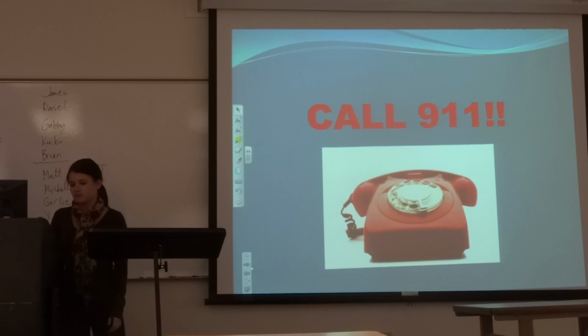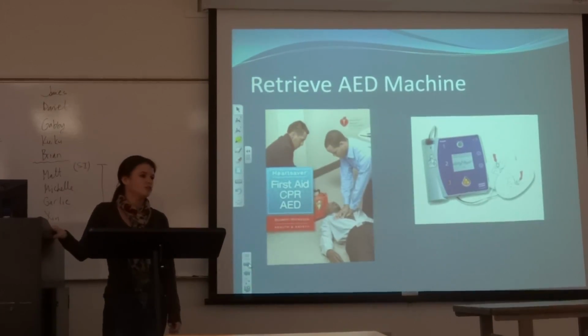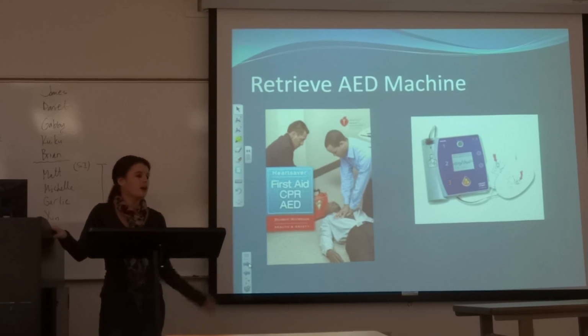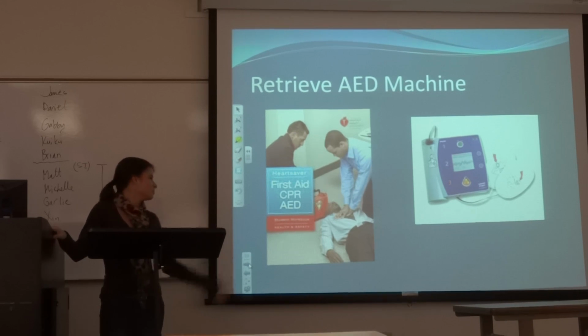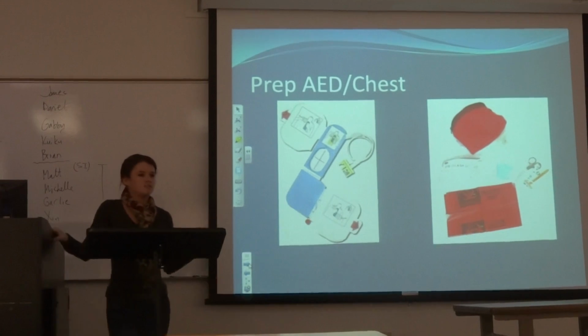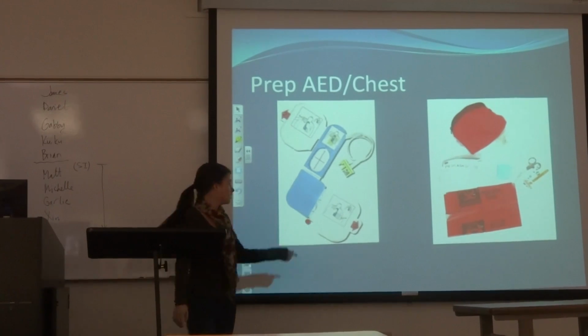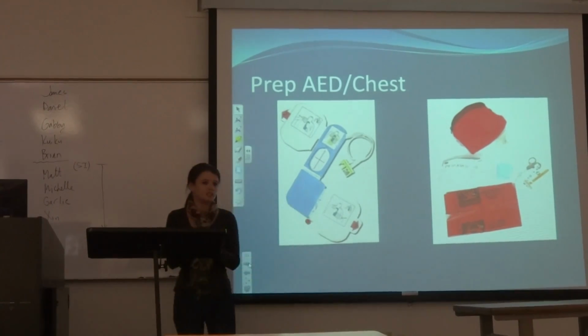The next thing you do after you check their pulse and call 911, you're going to retrieve your AED machine. And usually they're located on the walls. Like if you go outside in the hallway, there's going to be an AED machine located on the wall there. You're going to retrieve your AED and bring it back to your patient. So once you get your AED machine, you're going to take it out of its packaging, and find a set of pads in the AED machine. You're going to plug the pads into the AED machine and turn it on.